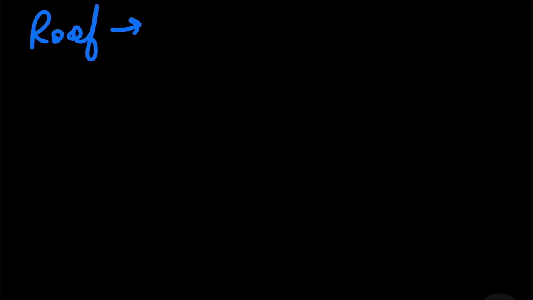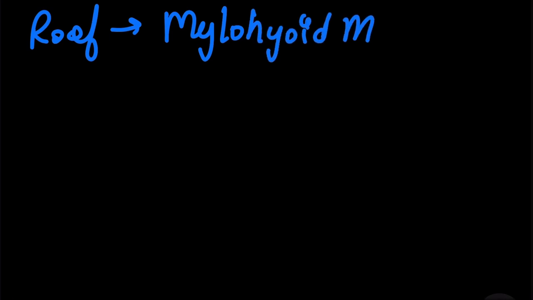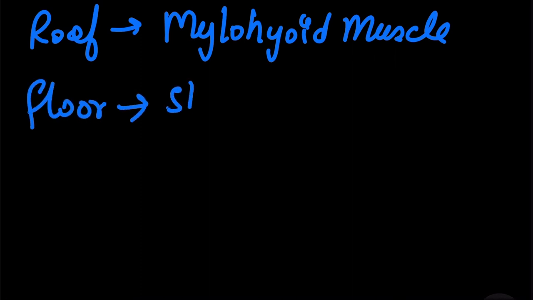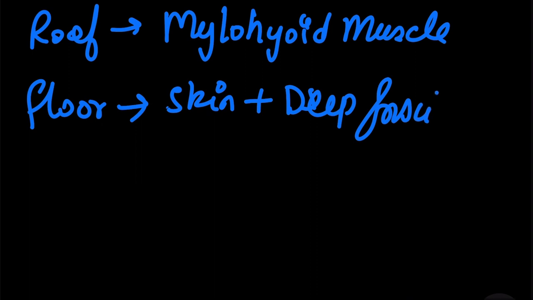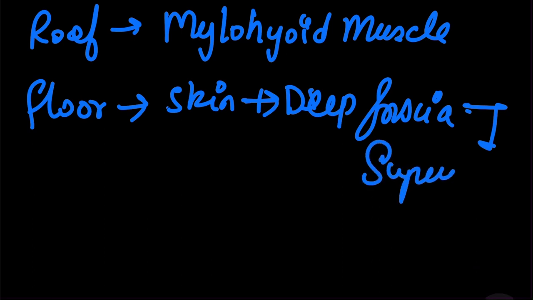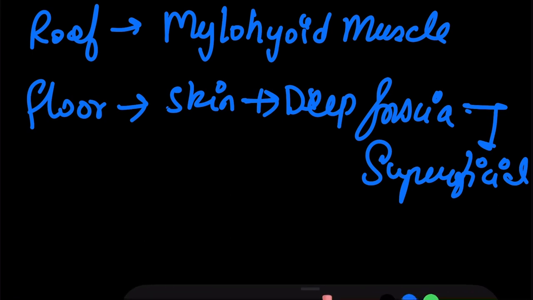Then we have the roof. Roof is by the Omohyoid muscle. Okay, floor, as I say, copy cut paste. How? It has skin, it has a deep fascia, then after this it has a superficial fascia. Don't do it like this. We'll make it in a more simpler way.